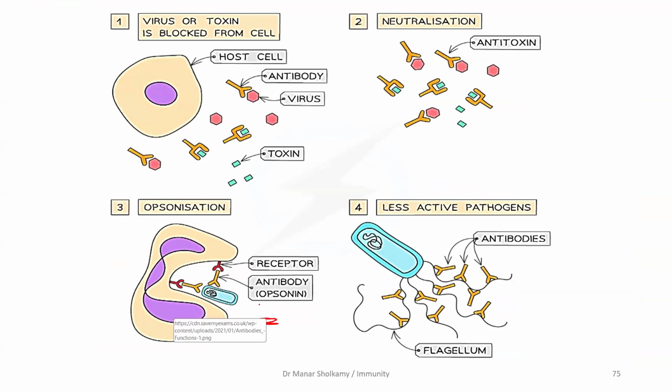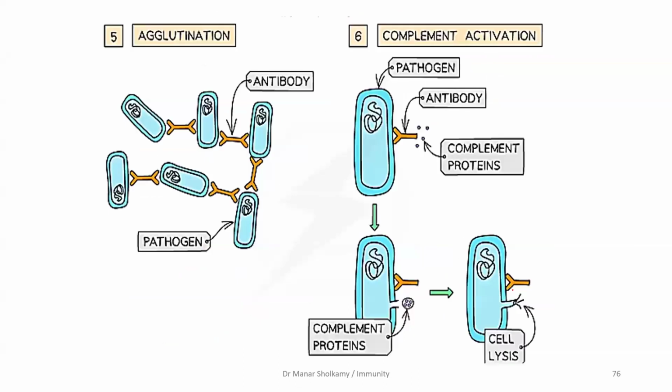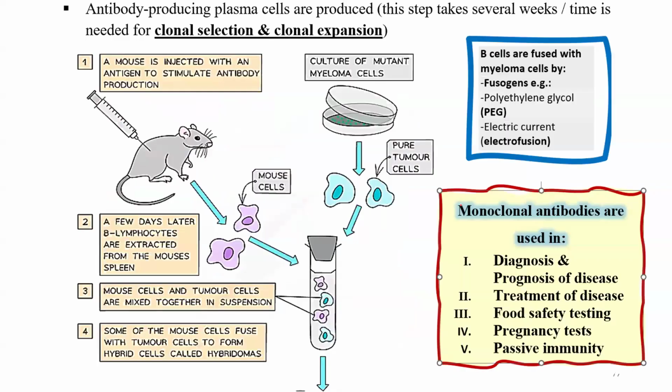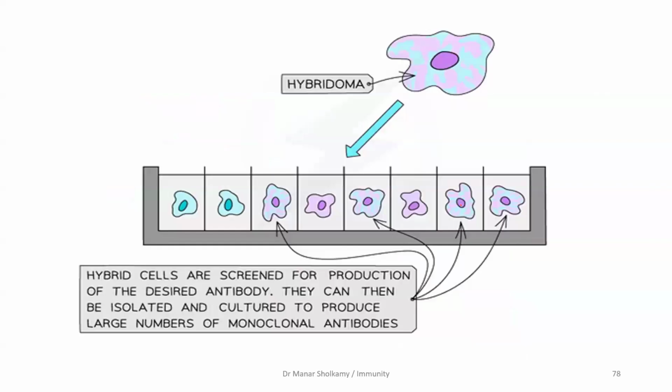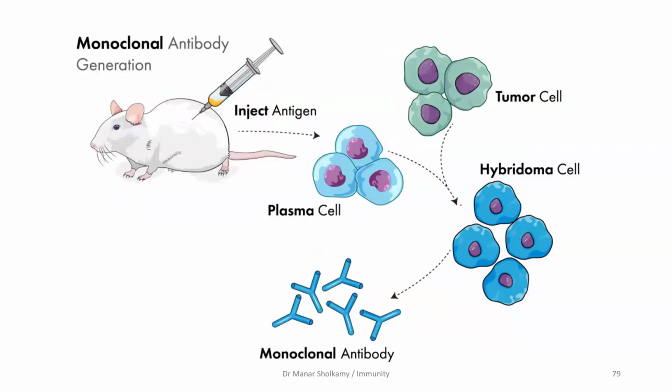Okay, here is the marking or the opsonization. Here is the immobilization. Here is the clumping and the lysis. And you have all these pictures to look at. Now, making monoclonal antibodies. Very important and also very easy. This is a nicer picture.